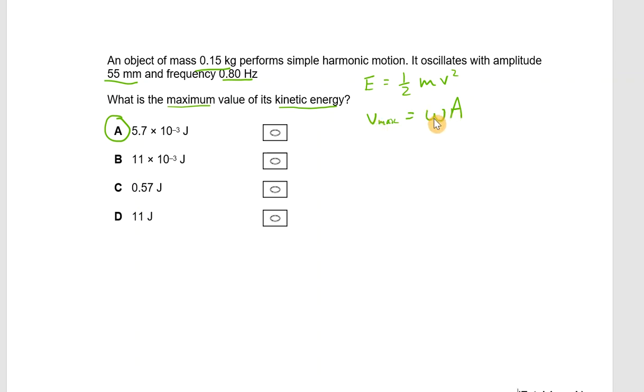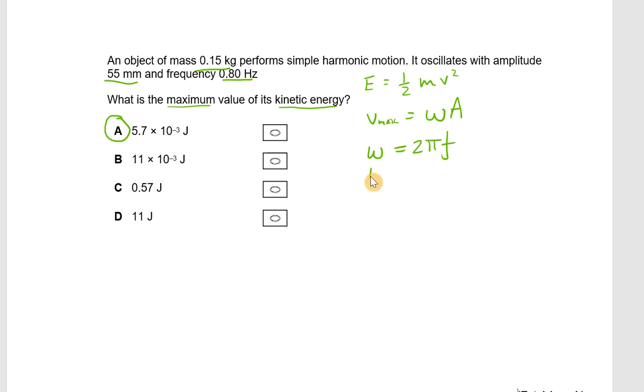But I don't know the angular velocity, so I could use the equation: angular velocity is equal to 2 pi times the frequency. So if I use this one to start with to work out my angular velocity, I can put that answer into the Vmax equation, and I can put that Vmax into this energy equation to get my maximum kinetic energy. So let's start working through this.